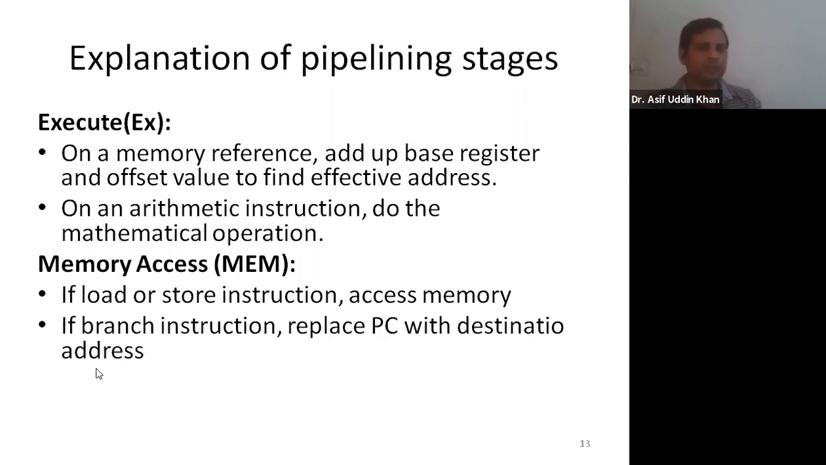If the instruction is a load or store instruction, you have to access the memory. And if the instruction is a branch instruction, then replace the program counter value with the destination address. If the instruction is a branch instruction, there is no need to go to the next instruction. You just go to the branch target address where the block of code is present. In case of a branch instruction, you have to jump to that branch code and execute it. We will discuss branch instructions in more detail later. So in this stage, replace the program counter value with the destination address.